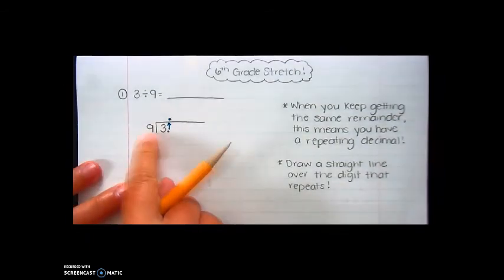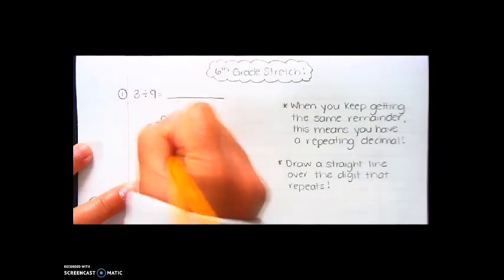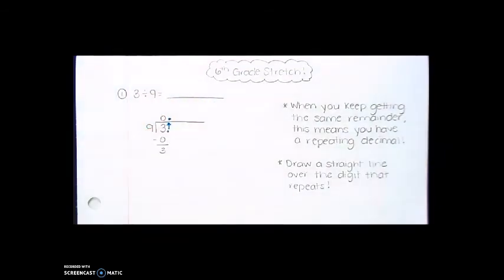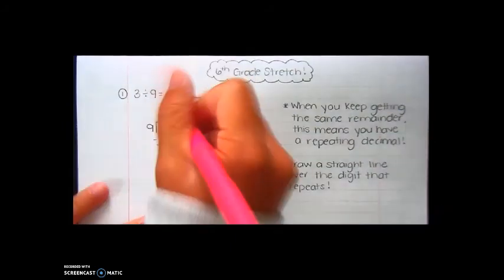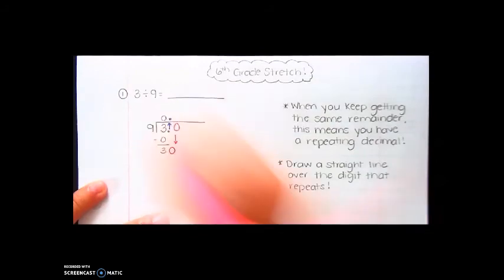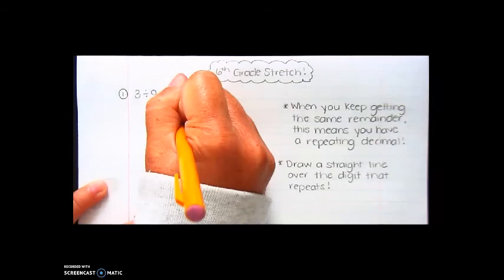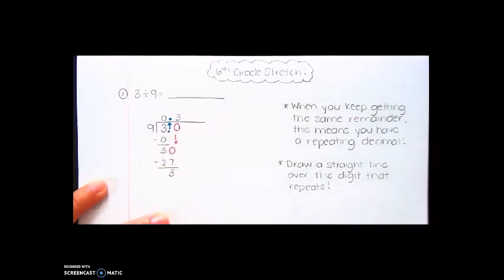Now, I can't make a group of 9 out of 3. So I'll put a 0. I'll subtract 0. I'm left with 3. So right away, it tells you it didn't really help you much because I still have a remainder of 3. So I'm going to put in a placeholder 0, bring that down. Now I have 30 things. I can make 3 groups of 9 out of 30. 3 times 9 is 27. So I subtract, I'm left with 3.